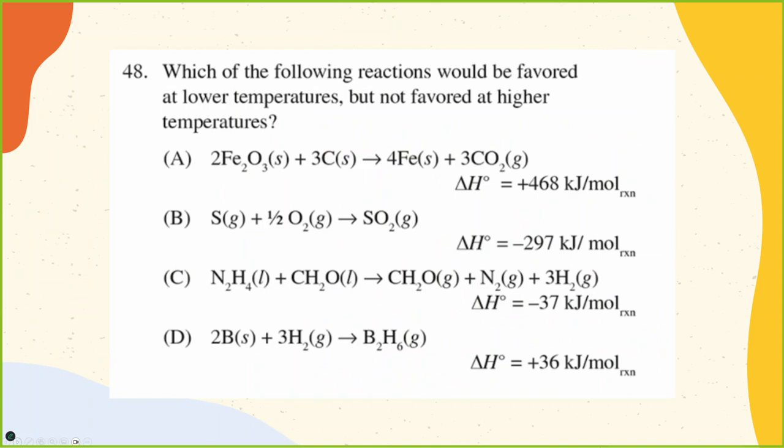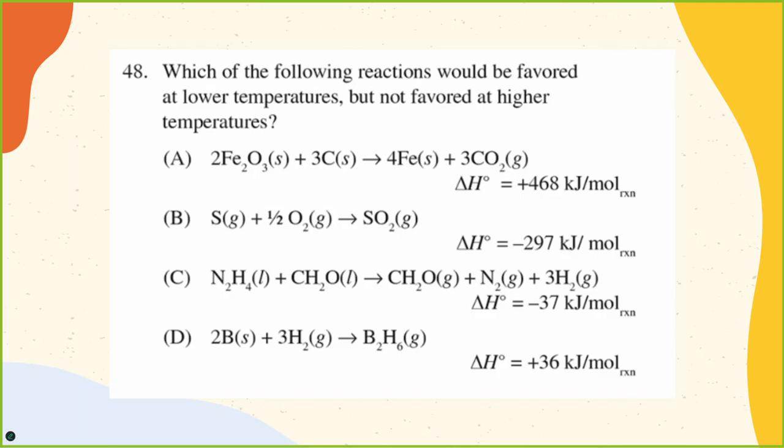So this one is favored at lower temperatures but not favored at high temperatures. At low temperatures, you need to have a negative delta H, so it's got to be either B or C. And you have to have a negative entropy. So this is a negative 1. I'm going to say B, it's going to be B.